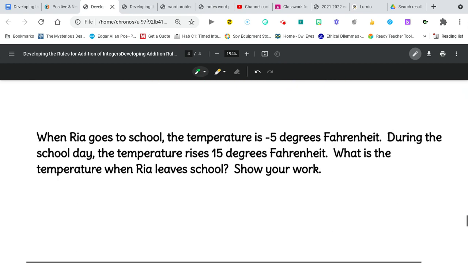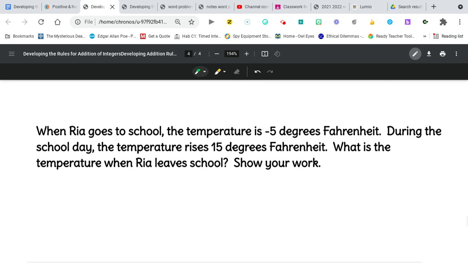All right, let's take a look at this one. It says when Ria goes to school, the temperature is negative 5 degrees Fahrenheit. During the school day, the temperature rises, keyword, helps me to see that I'm going to add a positive. Rises 15 degrees Fahrenheit. What is the temperature when Ria leaves school? Show your work. So what I want first is for you to write the expression. Make sure you pause the video and write this down because I don't have these notes printed for you.